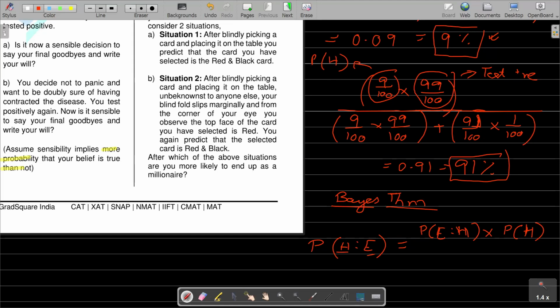That will be in the numerator, divided by the total probability of the evidence. The evidence can be true when the hypothesis is true, and the evidence can be true when the hypothesis is not true. So both of these I will have to consider in the denominator. This is the Bayes theorem. So Bayes theorem should always be used when, looking at evidence, you are being asked to calculate the probability of a hypothesis that the question is presenting in front of you. Okay.